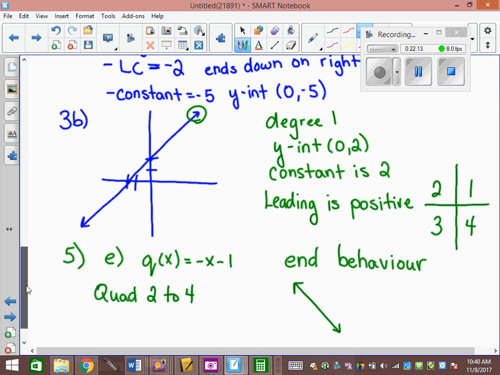You have to go 2 to 4. Because 4 to 2 just doesn't make mathematical sense. We always go left to right.